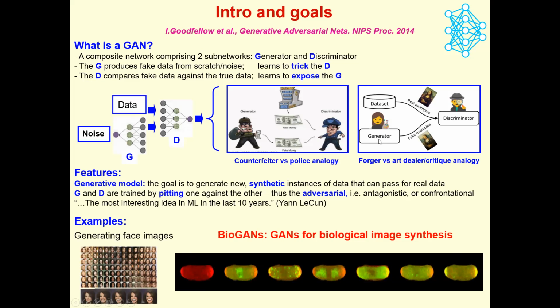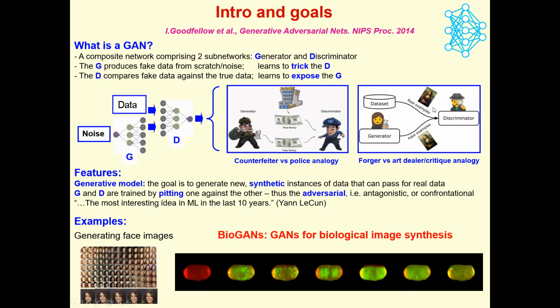In the other example, a forger attempts to create fake Leonardo da Vinci paintings, and an art dealer or critic makes an authenticity assessment of the paintings and gives feedback to the forger on what makes a Da Vinci look like a Da Vinci. So in this case, the forger would be the generator, the art dealer or critic would be the discriminator, and the genuine Leonardo da Vinci paintings will be the real data.